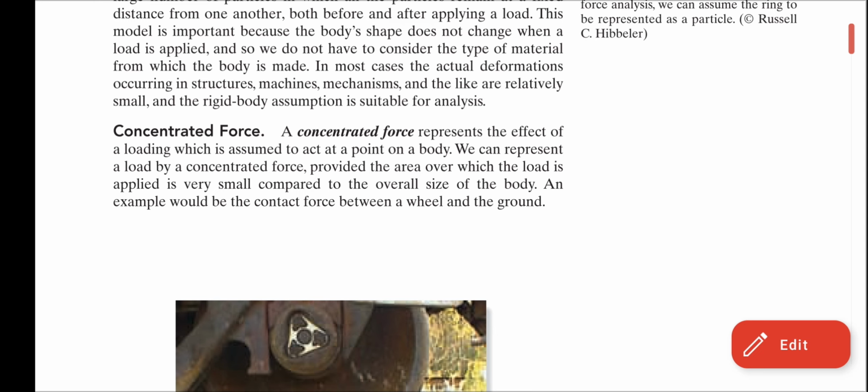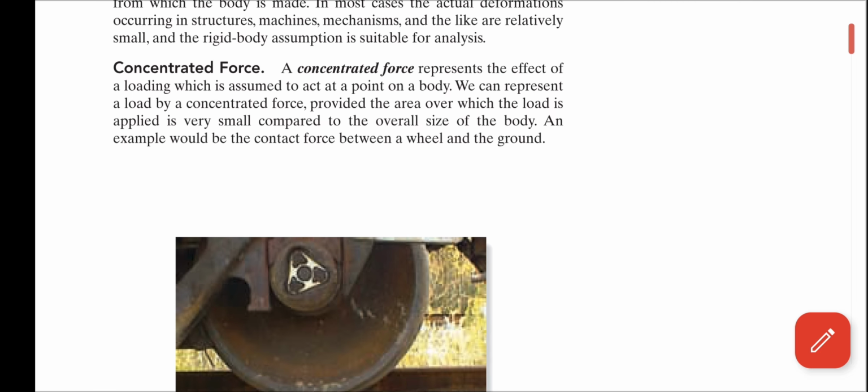We have concentrated force. That force is concentrated to act at a point on the body. A concentrated force is a force acting on only one point on the body.